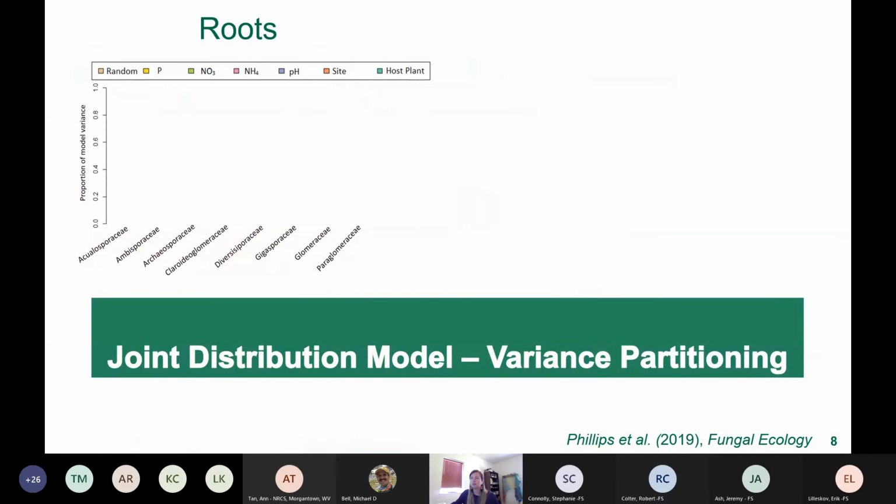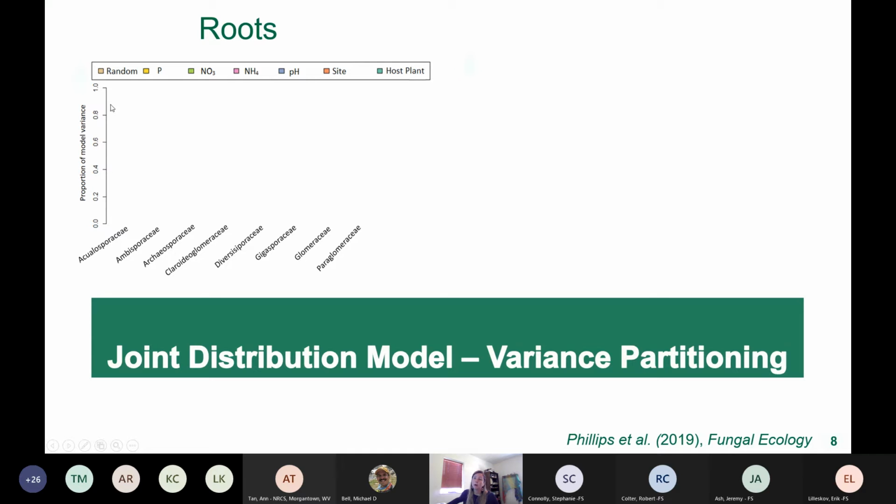So here, I'm just going to show one figure from this paper, just because there's a lot, and a lot of it is focused on the invasive native dichotomy, but I'll leave that out for today. So I used a hierarchical Bayesian joint distribution model to understand how these variables on the legend here affected the abundance of these different AMF families.